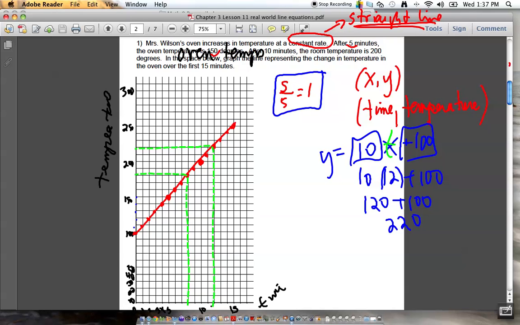Plug in 8 for t or 8 for x, whatever variable you want to call it, and see if you come up with 180. Because we got 180 by looking at the graph. I want to see that it works both ways. Oh, if you don't know what 10 times 8 is, tell them. I was just going to say, I know you're better than that.